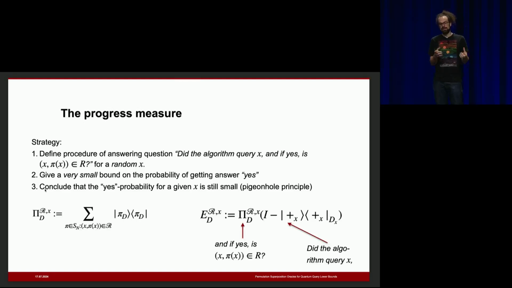To give you a bit more detail, here's the query progress measure operator, E. It's a product of two projectors. The first projector answers the question, did the algorithm query x? And the second one answers the question, if yes, is x and pi of x in the relation R?